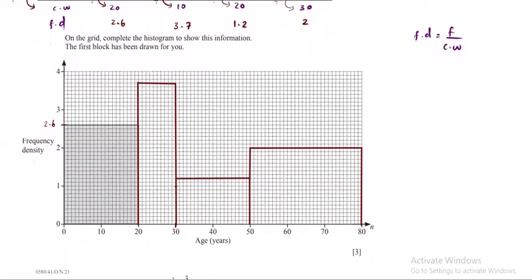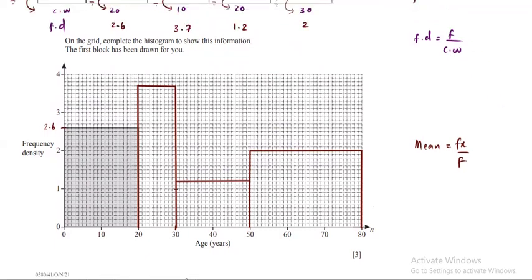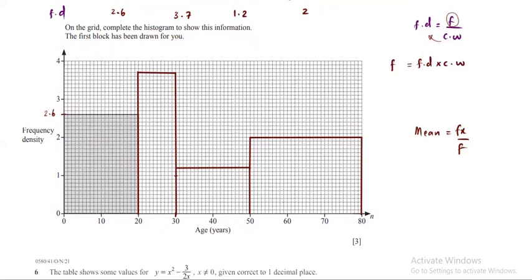But let's say that this histogram is the only thing that is given to us, and we are supposed to calculate the mean. Again, we know that the formula to calculate the mean is fx divided by f. So we need to know the frequency. To find the frequency, I'm going to use the formula frequency density is equal to frequency over class width. To find the frequency, I need to bring the class width to the other side, which means the frequency density and the class width should be multiplied together to calculate the frequency.